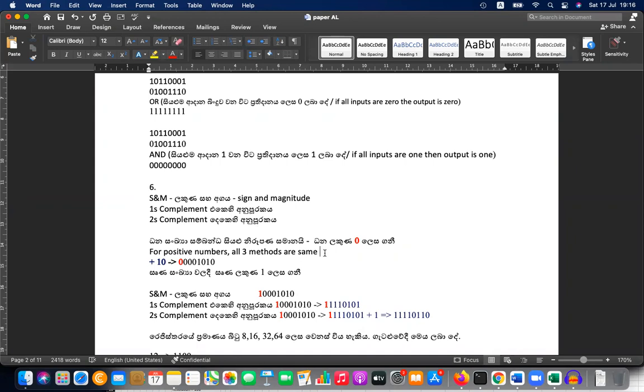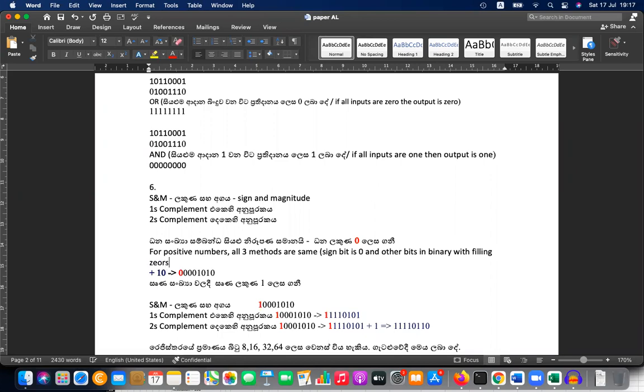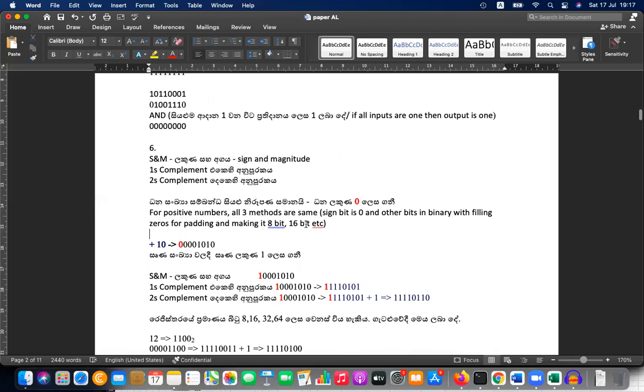For positive numbers, all 3 methods are the same. The sign bit is 0, and then the other bits are in binary, beginning with leading zeros, or fill-in zeros for padding, making it 8-bit, 16-bit, etc. So for all positive numbers, all 3 methods are the same.